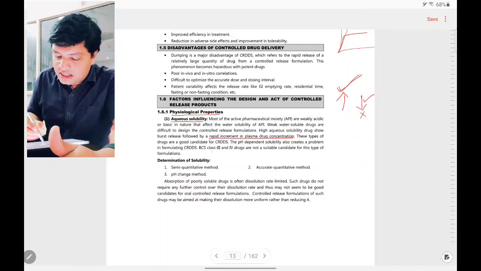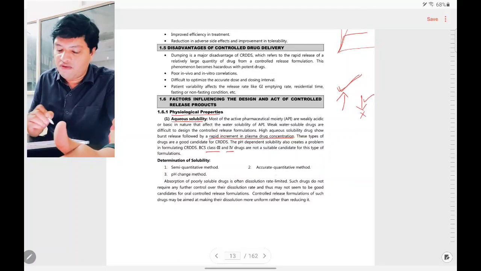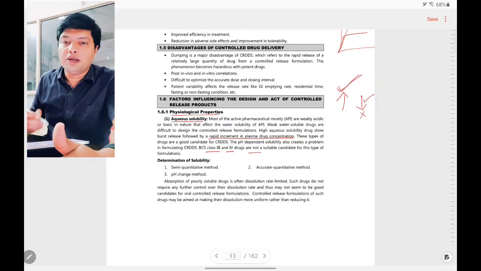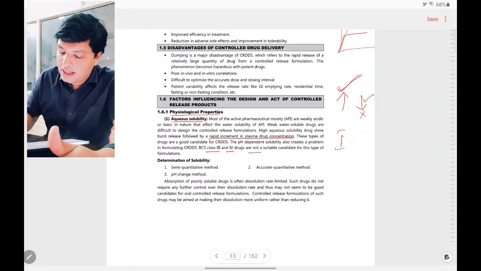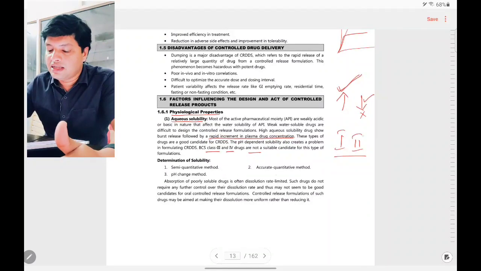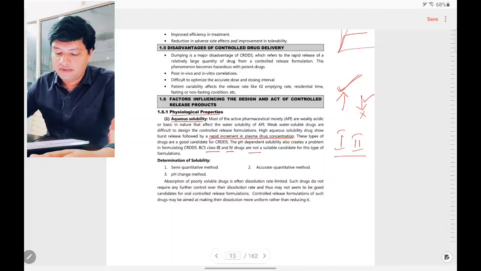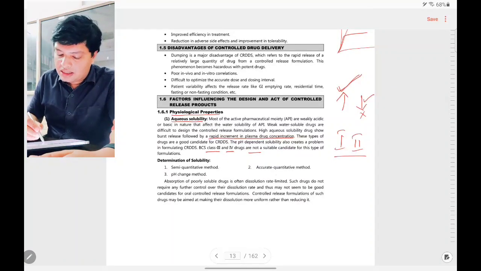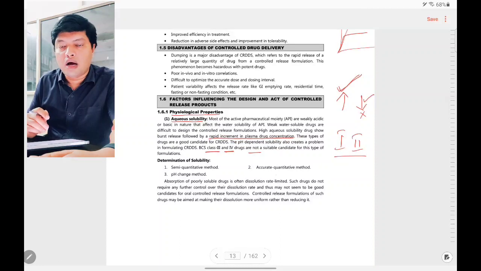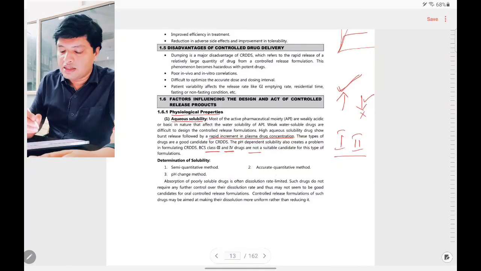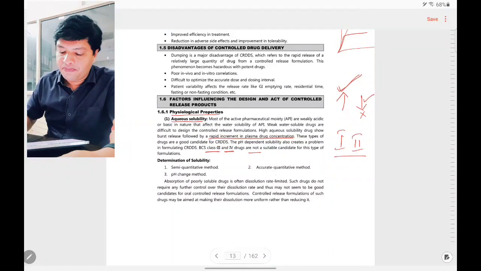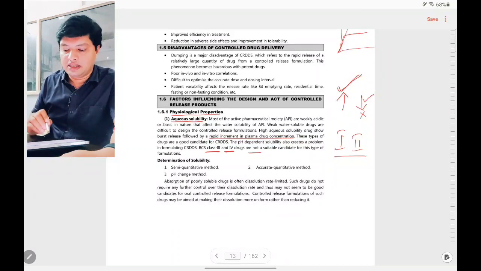Which class of drugs? BCS class 3 and class 4 drugs are not suitable, meaning class 1 and class 2 drugs are suitable for designing your controlled drug delivery. Class 3 and class 4 are not suitable. See, class 4 is what? Solubility is low as well as permeability is low.